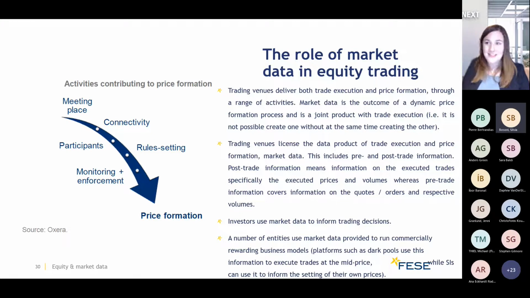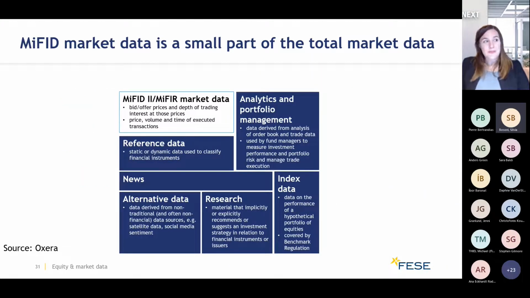Then in terms of what market data is, there's sometimes a bit of confusion about what we mean. When we refer to market data in a regulatory context, we mean the trading data, the pre- and post-trade data. But it's also often used to describe other types of data in the financial industry, and that's always a bit confusing. That's always something to keep in mind when you talk about market data. There's much more than just the market data under the regulation. When we talk about trading market data, we talk about MiFIR and MiFID regulating market data.